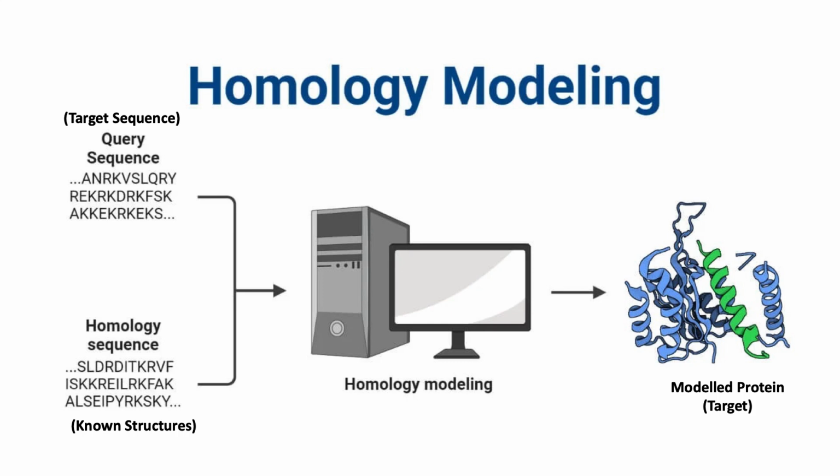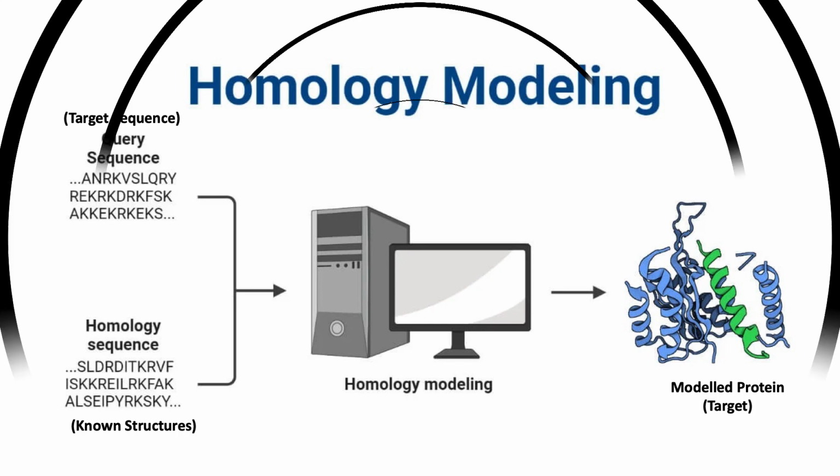Homology modeling is a computational technique used to predict the 3D structure of a protein based on its sequence similarity to one or more known protein structures. When a target protein shares a high sequence identity with a known structure, homology modeling can provide accurate structural predictions. This method relies on the principle that similar sequences fold into similar structures.